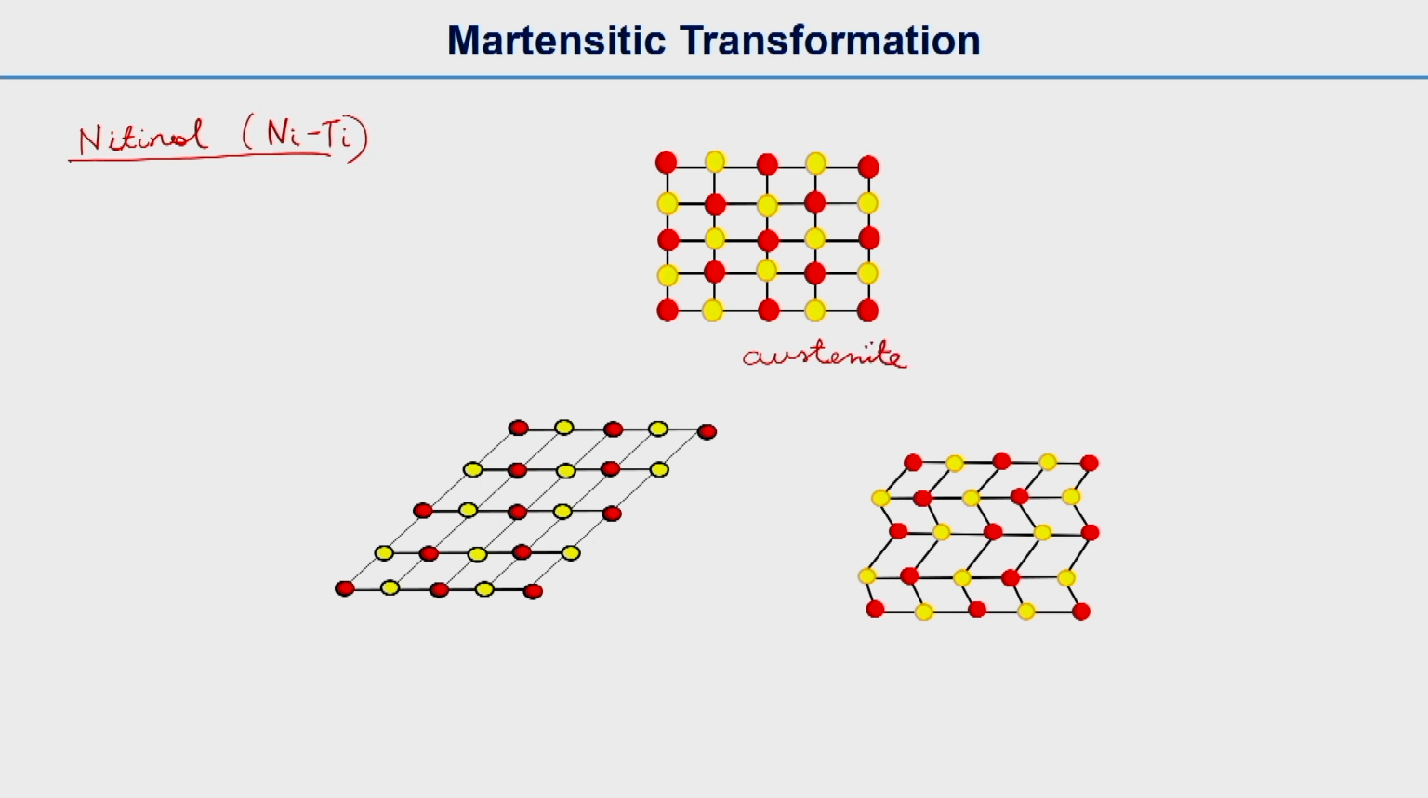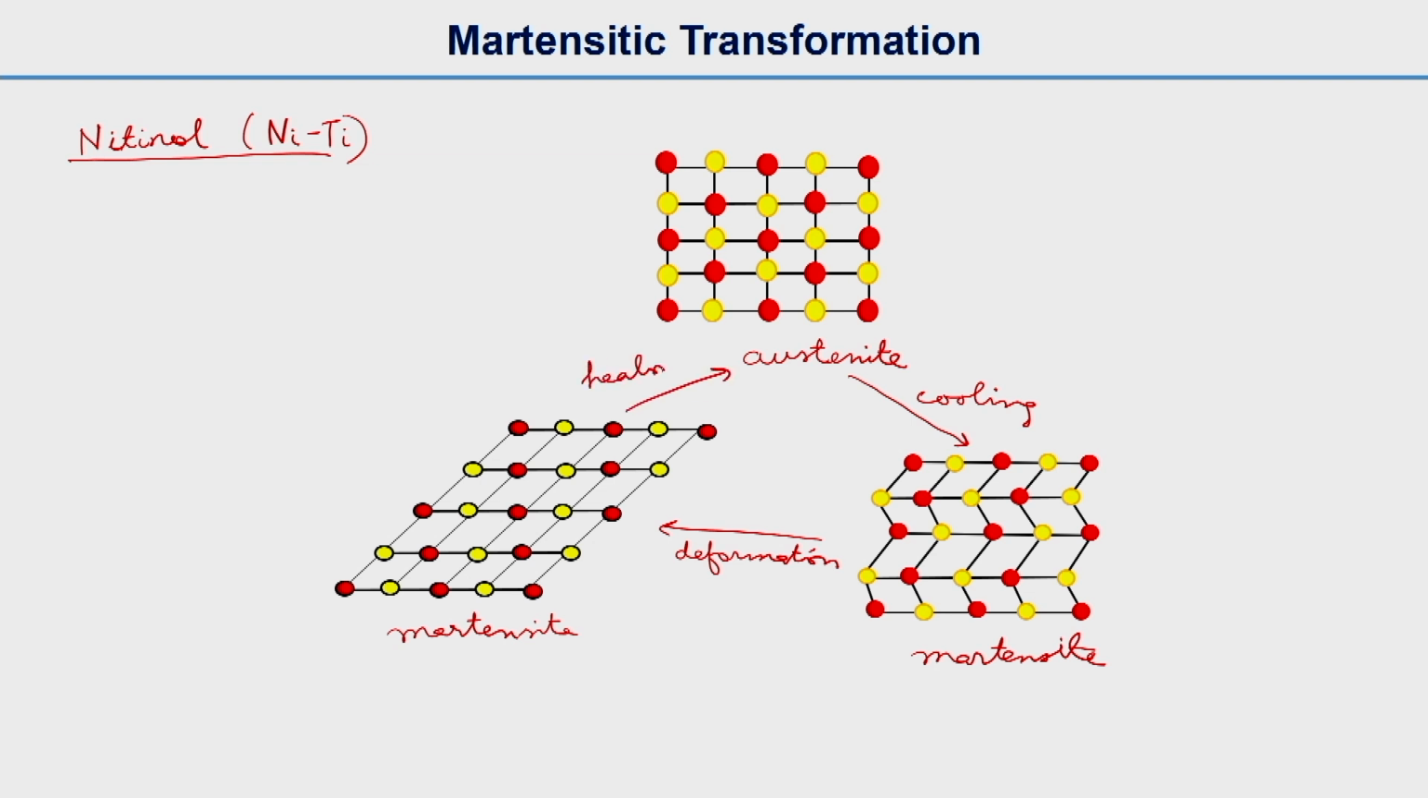So here, this material is in austenitic form, and when we cool it, it will form martensite. If we deform this martensite, after deformation it will come to a different structure. It is still martensite, but it will have a different atomic arrangement, and then if you heat it again, it will go back to its original austenitic structure. Some of these kinds of alloys are called shape memory alloys, because when you cool the material, deform it and heat it again, you get the original shape. So it can remember its shape.